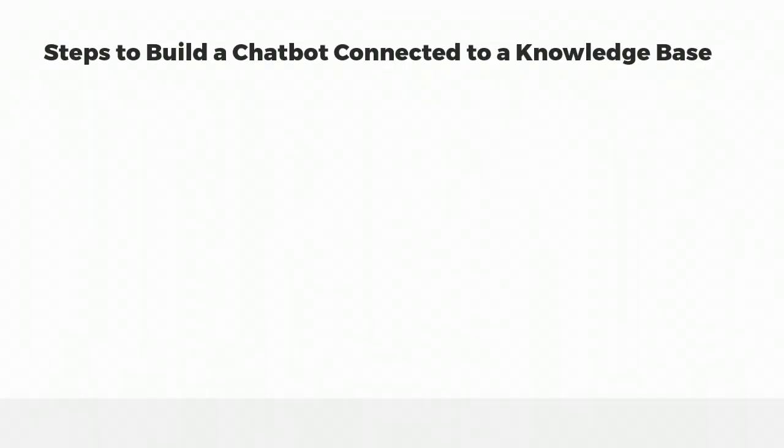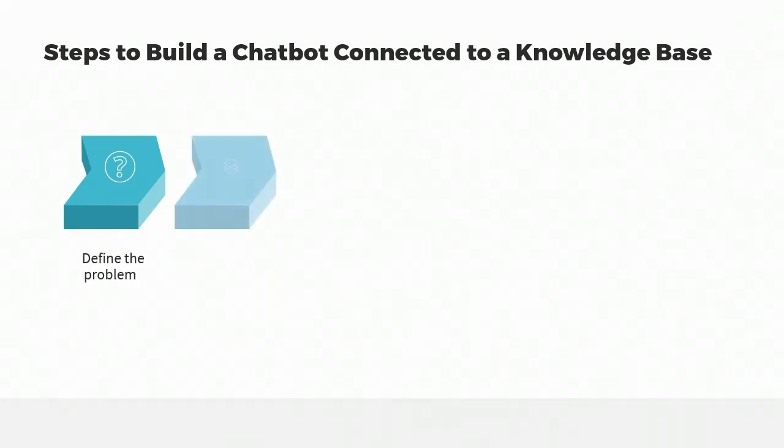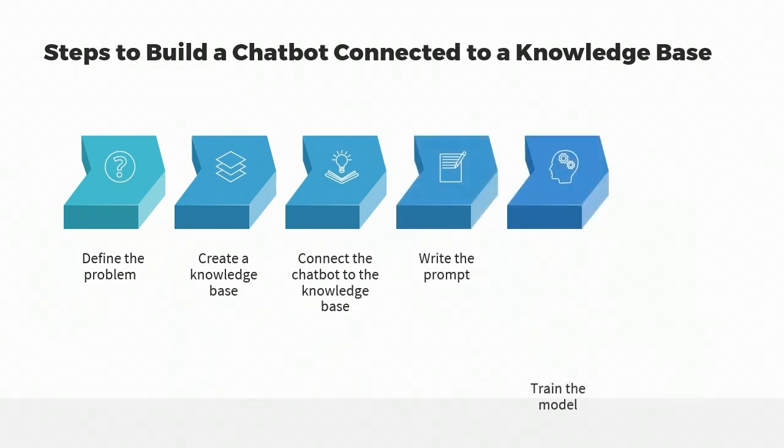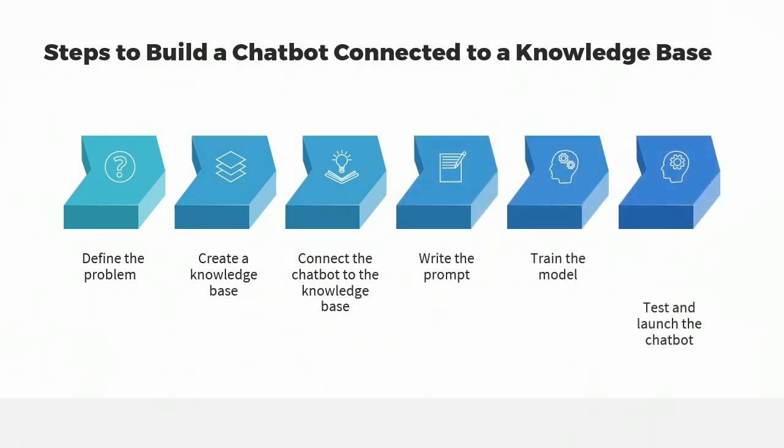Building a chatbot connected to a knowledge base is an excellent way to leverage the power of AI to solve complex problems in real time. With ChatGPT as the underlying AI model, we can create a chatbot that can provide users with accurate and relevant information. To build a chatbot and connect it to a knowledge base, we must define the problem, create a knowledge base, connect the chatbot to the knowledge base, write the prompt, train the model, and test and launch the chatbot.